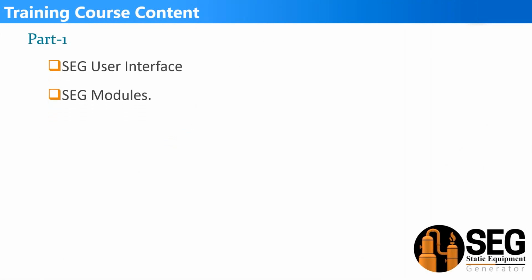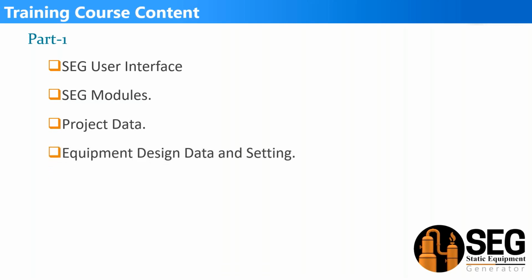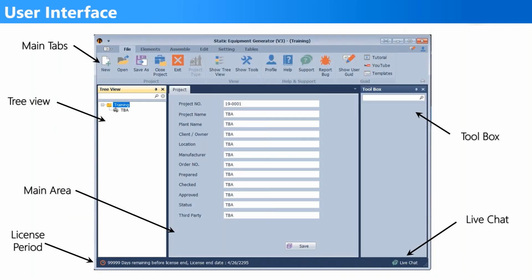For part one, we will discuss the SEG software user interface, the available modules in SEG, and how we can create those modules, the project data and how we can deal with it, equipment design data and settings, the main elements which make the main components of the equipment, like head, shell, cone, body flanges, and the attachments for main elements.